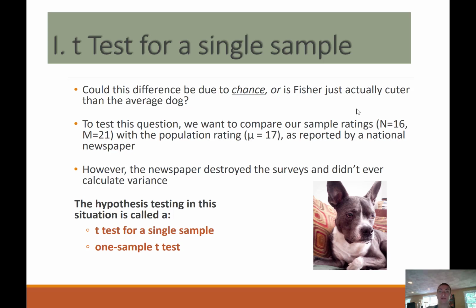And we will say it's reported by a national newspaper. Okay. So the newspaper, unfortunately, destroyed the original surveys, and they didn't ever calculate the variance or the standard deviation. So I can't do my z-test. Again, I'm out of luck. I can't do the z-test if I don't know that comparison population's standard deviation or variance. But thankfully, we can conduct a t-test, which will get us the same information. So we'll use a single sample t-test, sometimes called a one sample t-test.